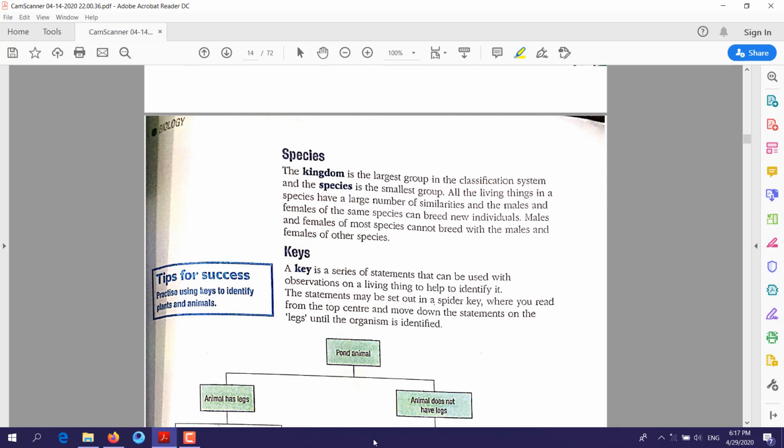In classification, we deal with these words: kingdom and species. Kingdom is the largest group in the classification system, while species is the smallest classification group of a classification system.